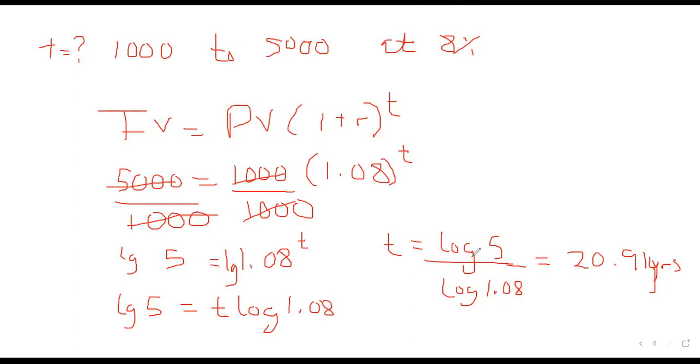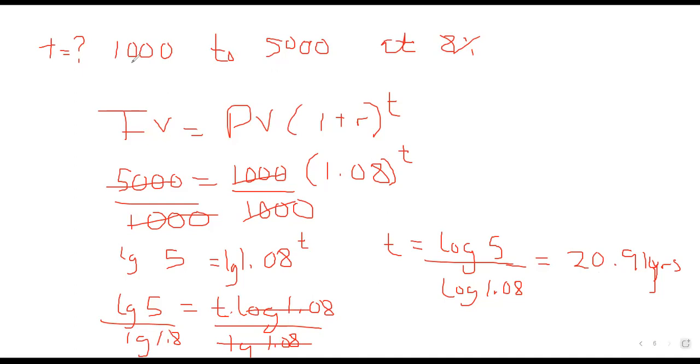So what did we do? We put 5,000, we divide by 1,000, remain with a 5 inside, and we remain with 1.08 to the power t. The only way to get rid of this t is to put a log on both sides, and this t will fall in front of the log, so that we divide both sides by log 1.08. Log and log, it's just the same thing, don't get confused. So when you divide, you get about 20 years for this to grow to 5,000.